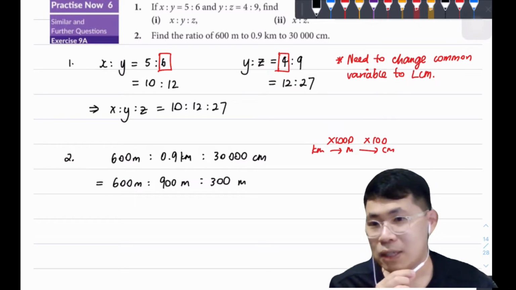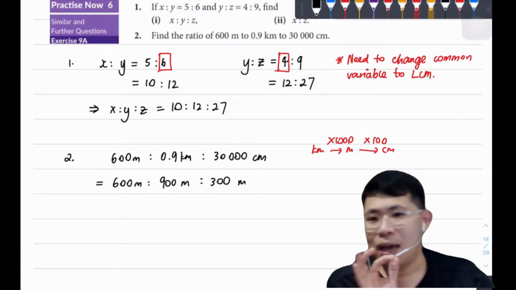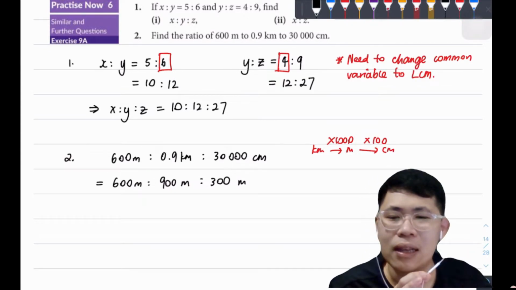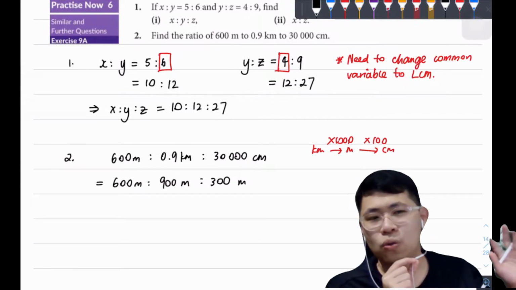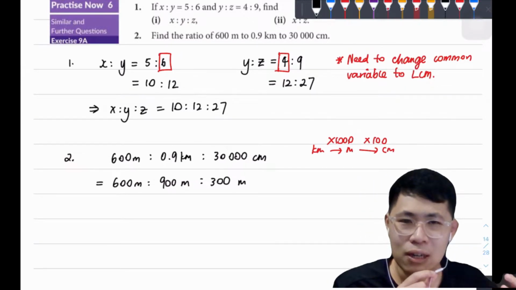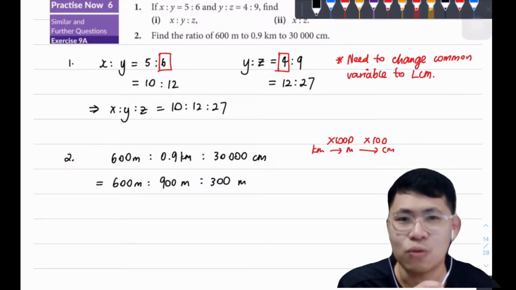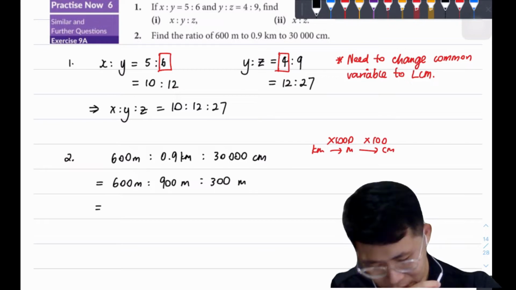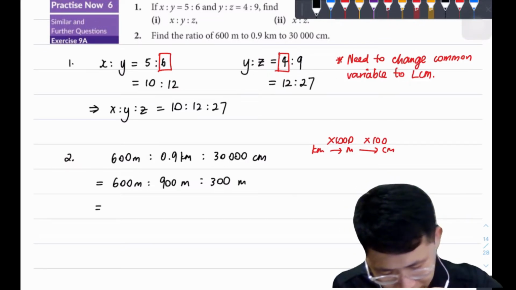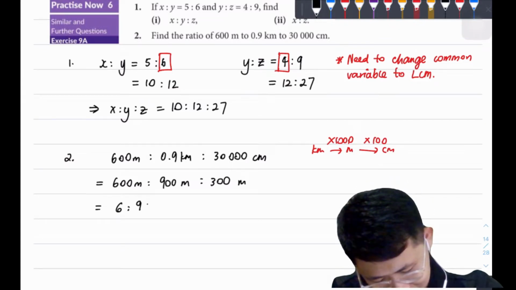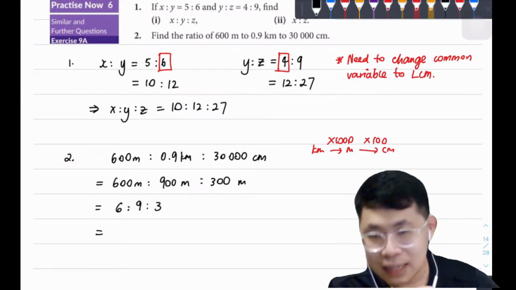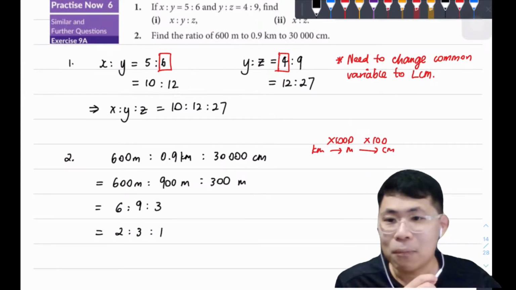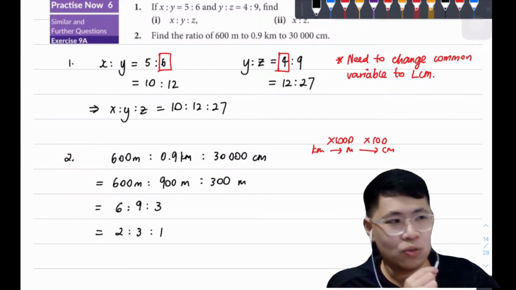We can drop the meters because now all the units are the same. Unfortunately, we can't do the calculator method like we did in the earlier ratios. So we have to fall back to our basic knowledge on how to simplify ratio, which is to multiply or divide by a common number. Over here we can divide by 100. So let's have 6 to 9 to 3. And just nice, we can divide all by 3. So we will get 2 parts to 3 parts to 1. The final answer will be 2 to 3 to 1.